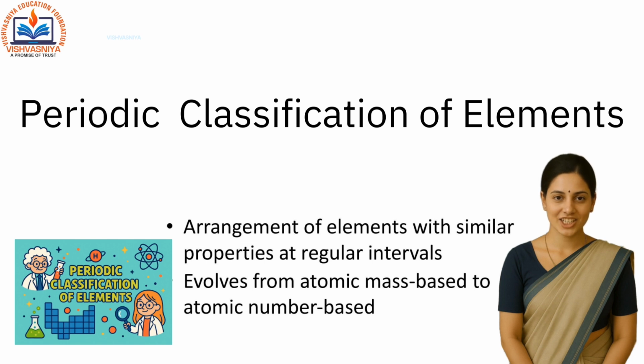Periodic classification is the arrangement of elements in such a way that those with similar properties appear at regular intervals. But how did we get to our modern periodic table? Let's look at the historical journey.